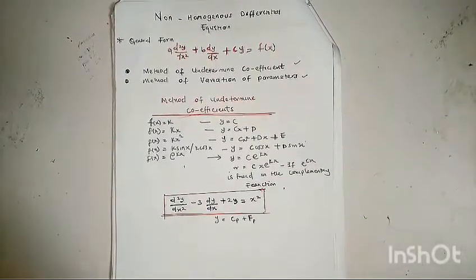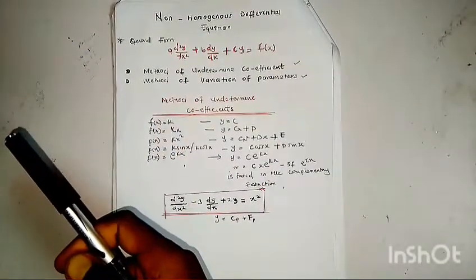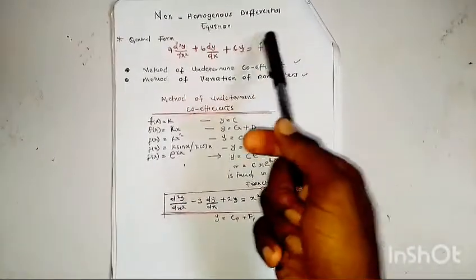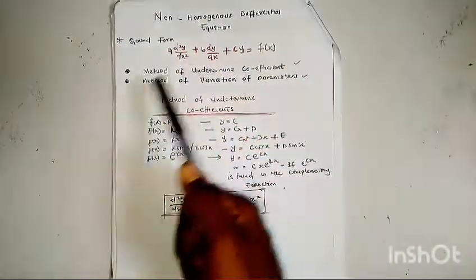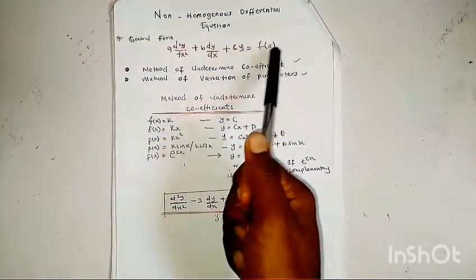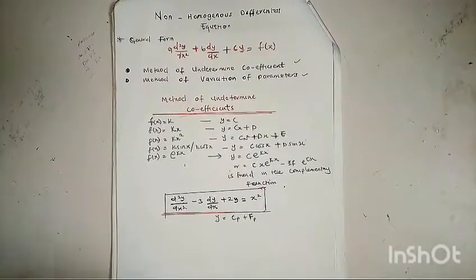Our basic form of a non-homogeneous differential equation is this. Now remember, in our last video we talked about homogeneous differential equations, in which our function of x here is equal to 0. For a non-homogeneous differential equation, the function of x will be given. So this is the general form for a non-homogeneous differential equation.